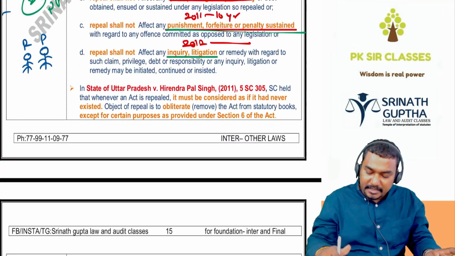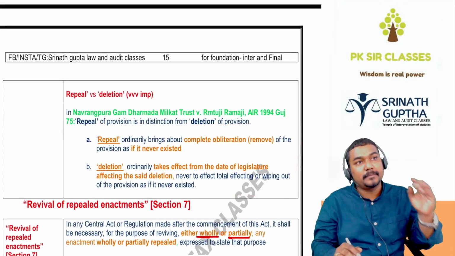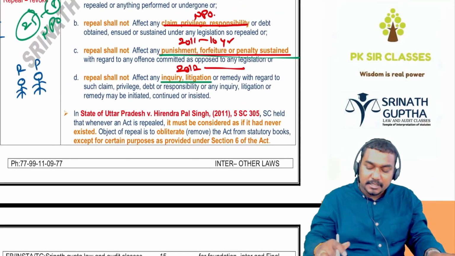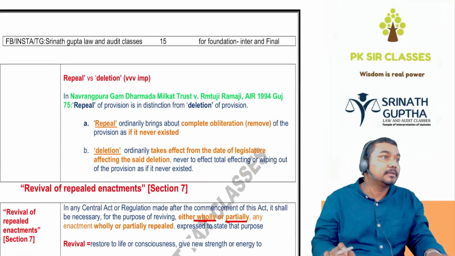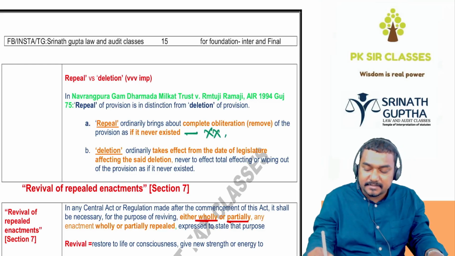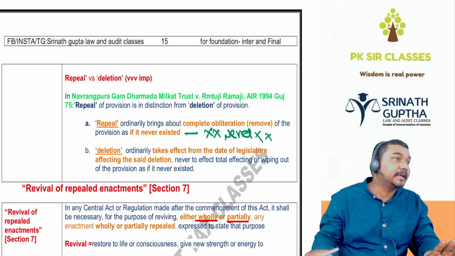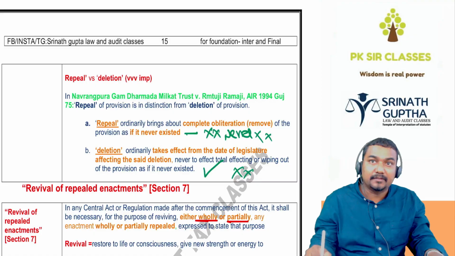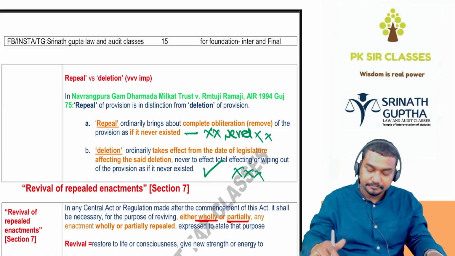And there is a difference between repeal and deletion. This also comes in the exam. Repeal means we are assuming that the act never existed, except for the above four purposes. Once upon a time not there, now also not there, that is repeal. Deletion means once upon a time the act was there, now it is not there. That is deletion. Done till now, everyone?